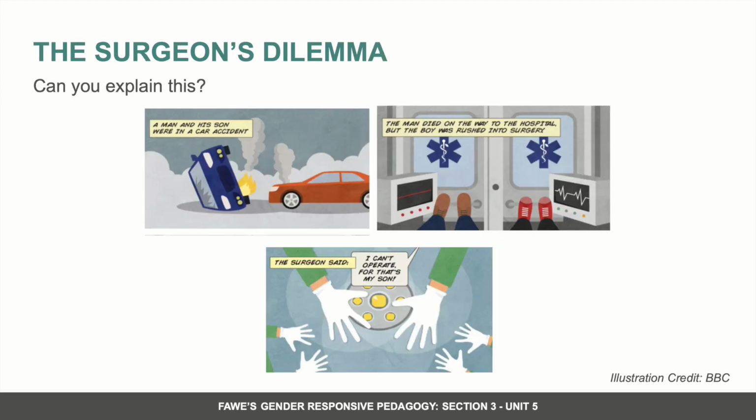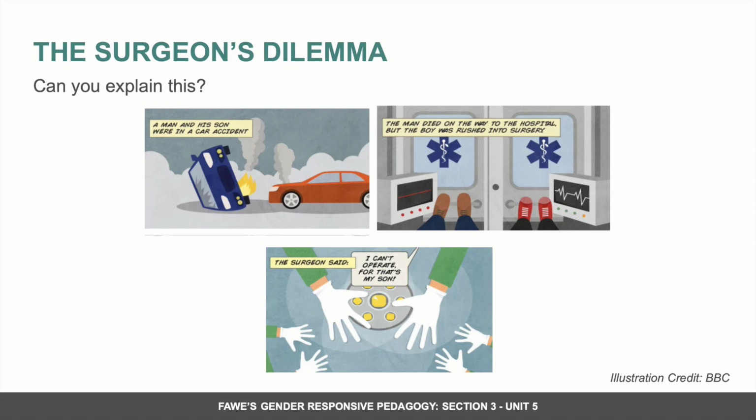I'd like to share a riddle called The Surgeon's Dilemma. A father and son are in a horrible car accident. The father dies. The son is rushed to the emergency room. Just as he's about to go under the knife, the surgeon says, "I can't operate on this boy. He is my son." How might you explain this? The answer is that the surgeon is the boy's mother.